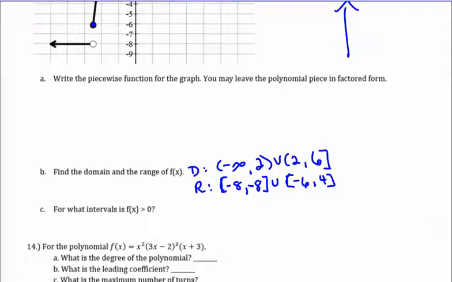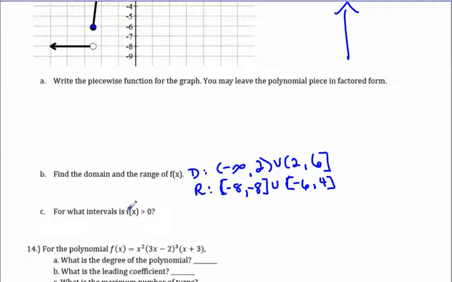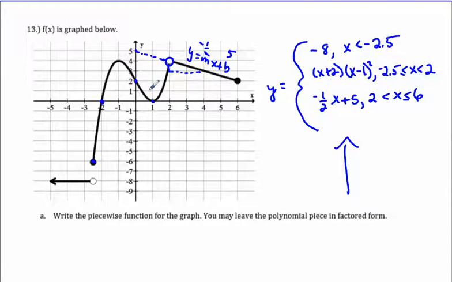All right, for what intervals is f of x greater than 0? So remember, f of x is the same as y. So we're going to look at our y values here. You can see greater than 0, these are the positive y values. So let's take a look. Looks like over here, the y is greater than 0 here, not that one point, but then again here, and also here. These are all y values greater than 0.